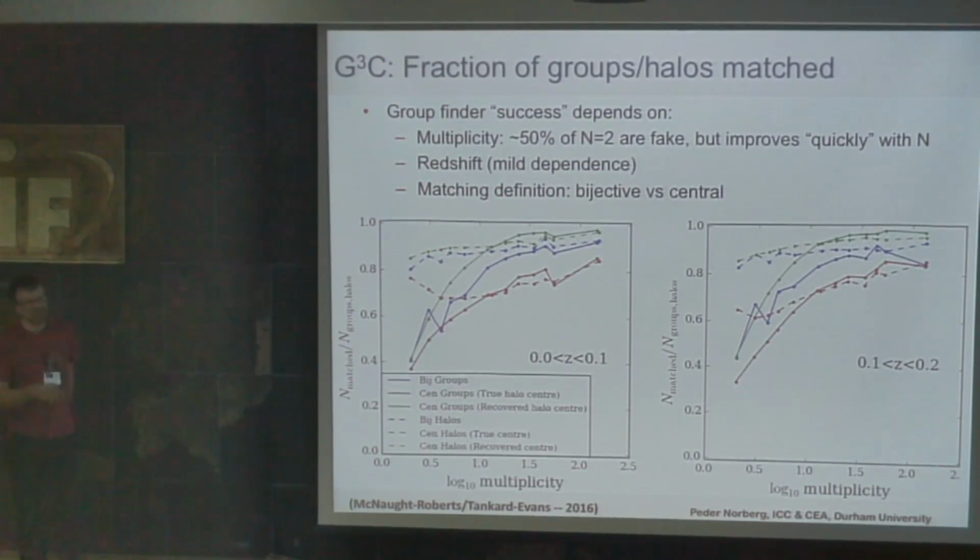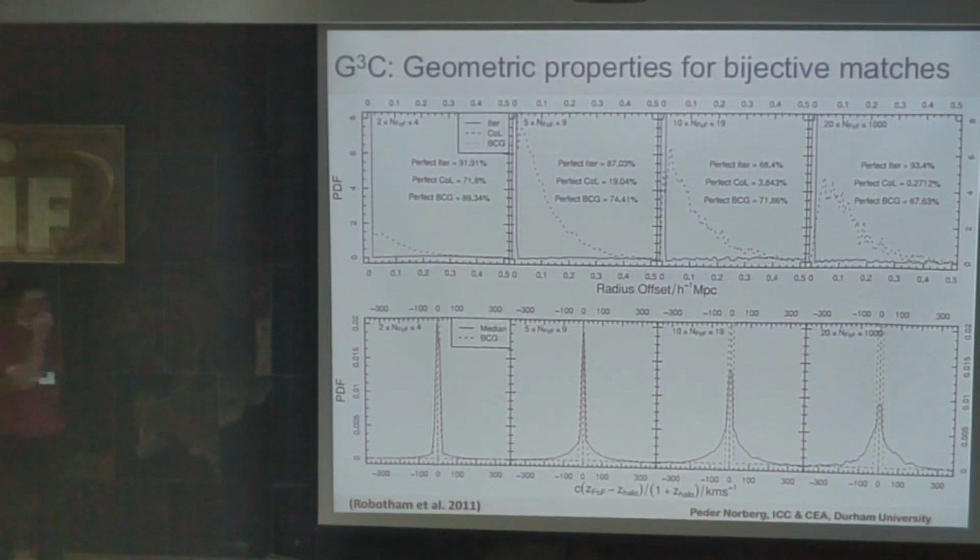Do you do bijective or central? That's the definition of what you want. Do you want to make sure that what you find as a group in your simulation is the same as in your light cone, and vice versa? Is it both directions you want? That's bijective. Or you're matching just on the central object. I'm happy to say I found the same group because I found the same central object. That's a way of differing it up. So you can see that this has an impact on how you match. The rest of the plots are just for the bijective matches, so a subset of all the matches.